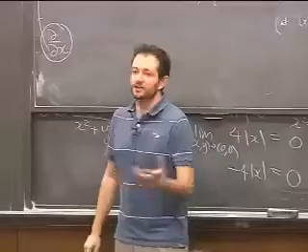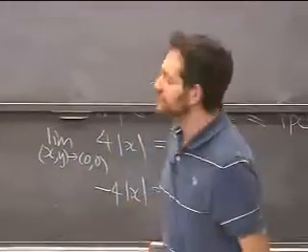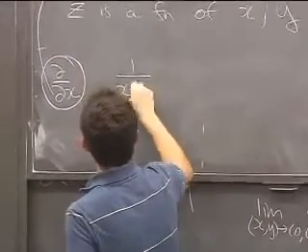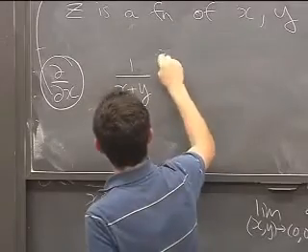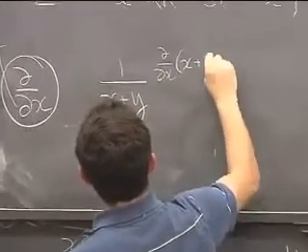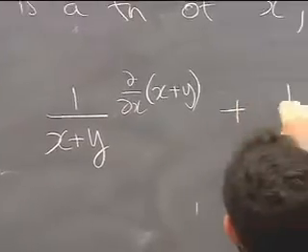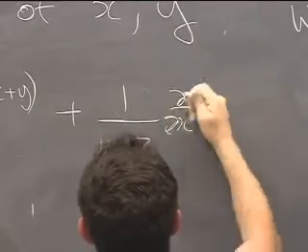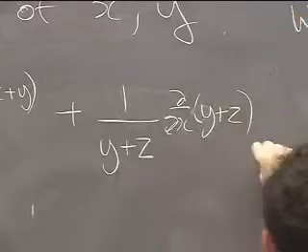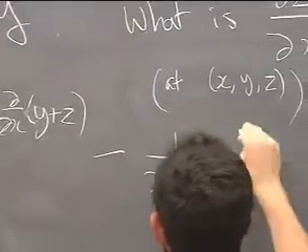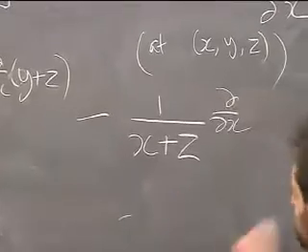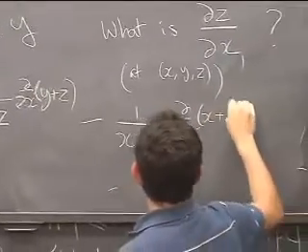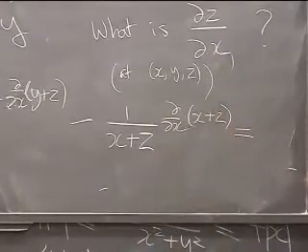So what is the derivative of log of something? Well, it's 1 over that something times its own derivative. So if I differentiate this, I'm going to get 1 over x plus y times the derivative with respect to x of x plus y. And we'll worry about that later. The same thing with this. You get 1 over y plus z times the derivative of y plus z. Minus 1 over x plus z times the derivative. All these derivatives are partial derivatives with respect to x. Sorry about the handwriting there. Of x plus z.